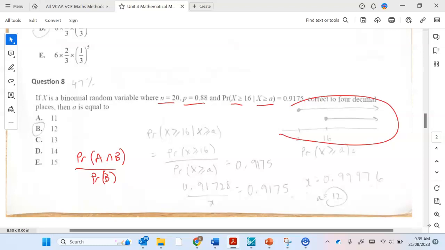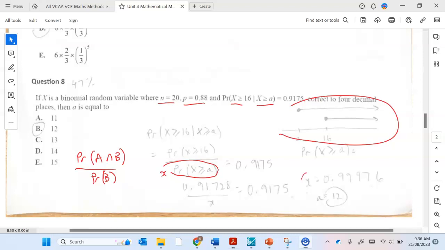Now, with this question though, we don't know what a is, and that's what we need to work out. So instead of writing this again, I've just let it equal x. So you can see I've just substituted x on the denominator for the probability of x is greater than or equal to a. And then on our numerator, I've worked that out on the calculator. So 0.91728, just using binomial CDF. All right, so now we've got to work out a.